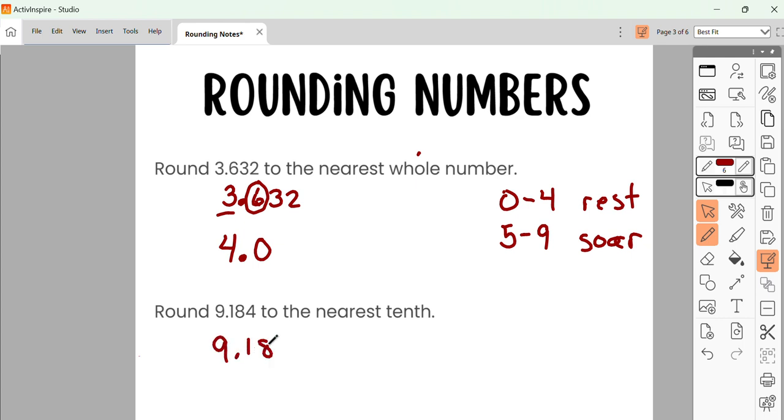First, we're going to read the question carefully. Round 9.184 to the nearest tenth. Just like you learned before, this is the tenth place right there. Now we're going to circle the number to the right, or the digit to the right. And again, if it's 0 to 4, we're going to rest. We're not going to do anything, but if it's 5 to 9, we're going to soar. So that means this is going to change to 9.2.